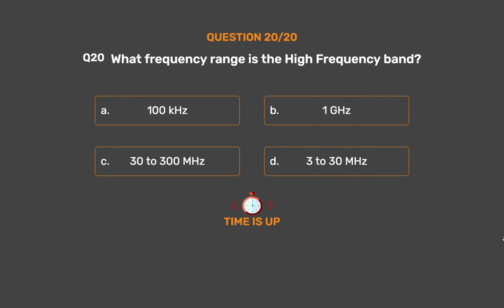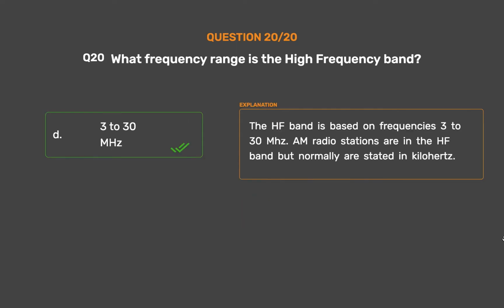The correct answer is option D, 3 to 30 MHz. The HF band is based on frequencies 3 to 30 MHz. AM radio stations are in the HF band but normally are stated in kilohertz.